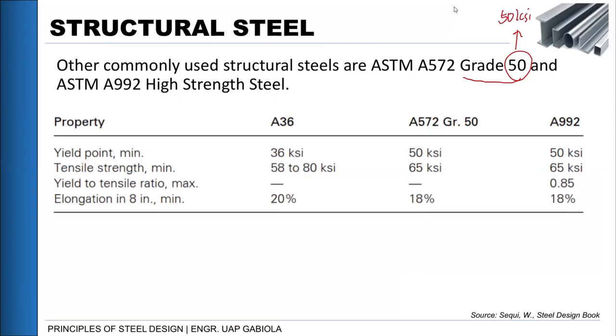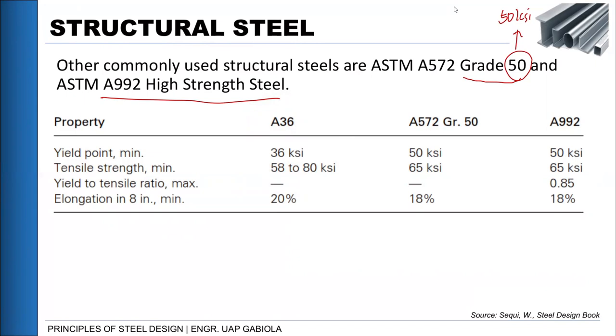The 50 pertains also dun sa ating yield stress, which is also equals to 50 KSI. Then we have ASTM A992 high strength steel, which is the same almost ng A572 because they have the same property of yield stress and ultimate stress. So once you check yung nakalagay dito sa table, we have yung yield point, yung yield stress natin, Fy, the tensile strength, or yung Fu natin. We can see that for A36, as mentioned on the previous slide, we have 36 KSI. And for tensile strength, we have the range of 58 to 80 KSI.